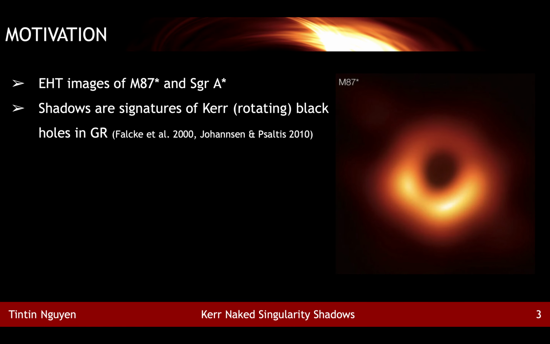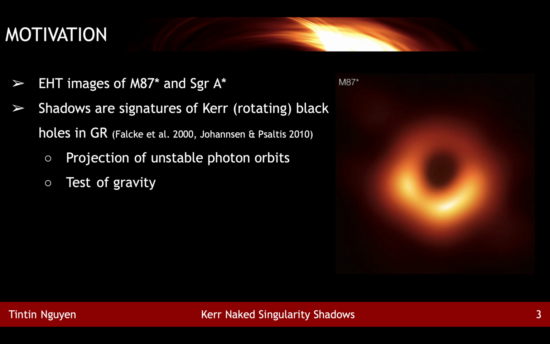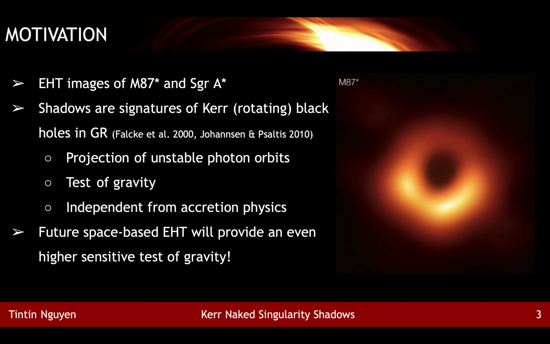And as I mentioned earlier, shadows are a direct indication of the gravity of black holes. They are long known to be signatures of Kerr or spinning black holes in General Relativity, or GR, our leading theory of gravity, which are projections of unstable photon orbits and provide us with a direct and highly sensitive test of gravity that is independent from the accretion physics. And a future space-based EHT might even provide us a more sensitive test of gravity, which opens up a lot of promising avenues in this line of research regarding black hole gravity.